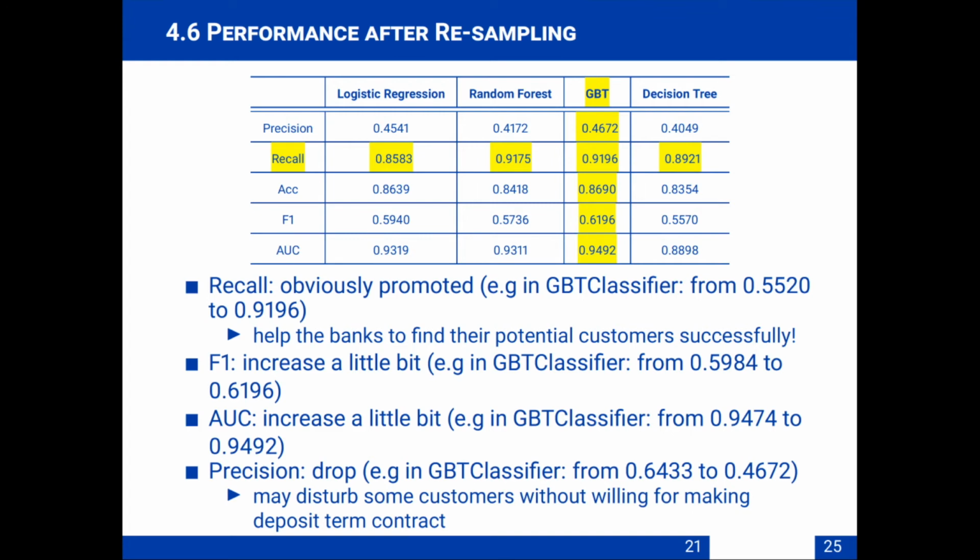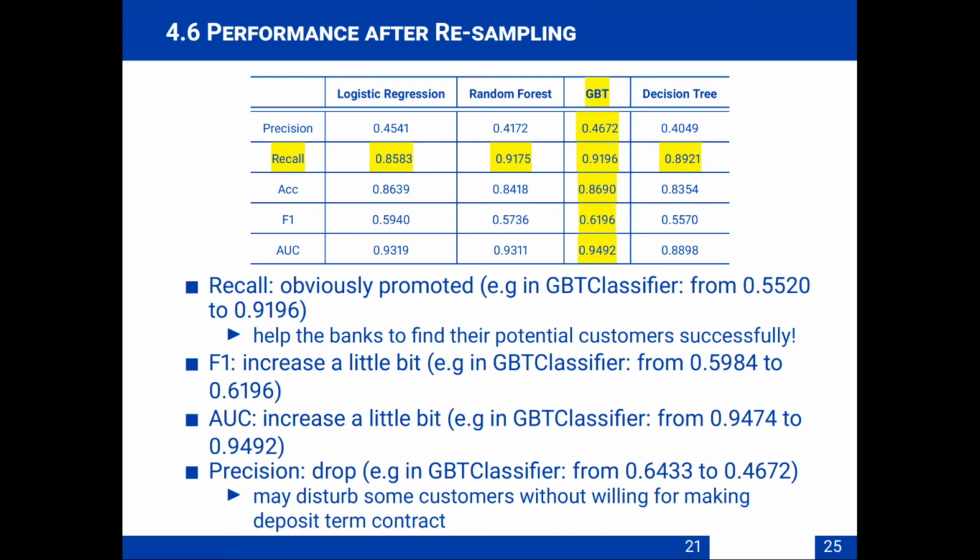The performance of models trained with our resampled dataset is shown in this table. GBT classifier is still the best classifier among all models. The values of recall from all models are obviously promoted, while F1 and AUC also increase a little bit, which means that resampling is an effective method to solve imbalanced dataset problems. Since the recall can arrive 0.9196 now, the banks can find their potential customers successfully.